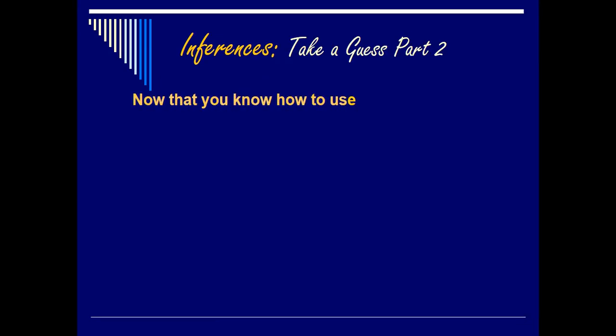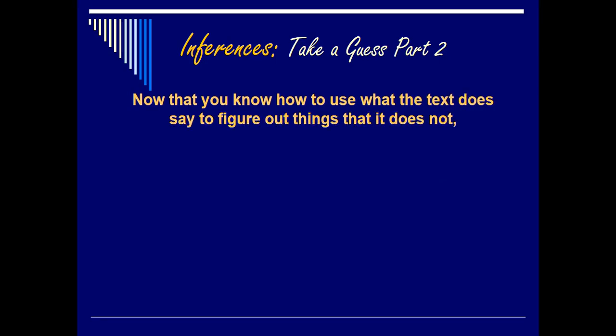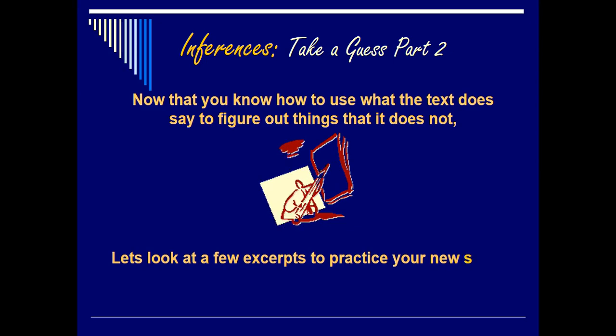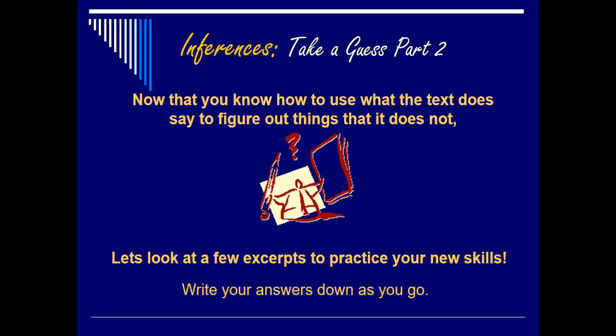Let's take a guess, part 2. Now that you know how to use what the text does say to figure out things that it does not, let's look at a few excerpts to practice your new skills. Write your answers down as you go. We're going to do one as a group, and then the second one you're going to answer on the website for your points.